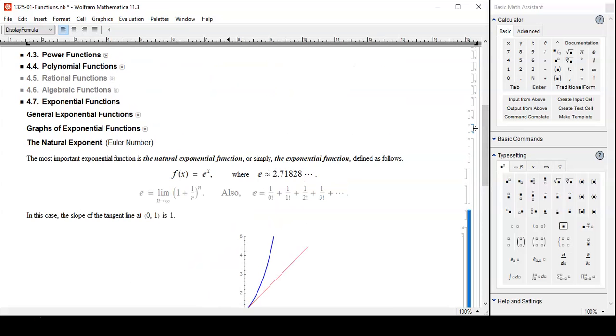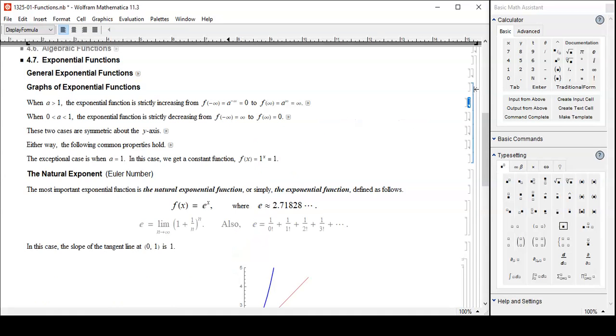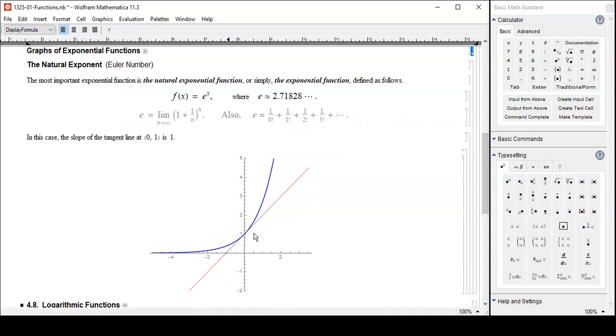If you compare that with other exponential functions, you see at 1, stiffer for 3 to the x power, green, and flatter for 3/2 to the x power, blue, and somewhere in the middle for red. And e is between red and green, actually, 2.718 something. And that's the place where the slope is precisely 1 here.